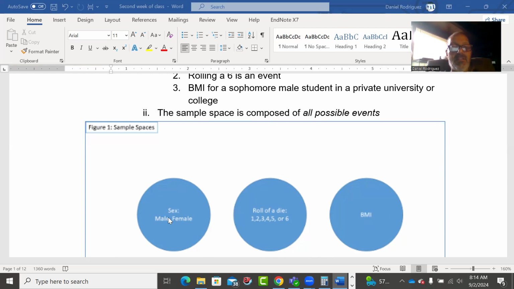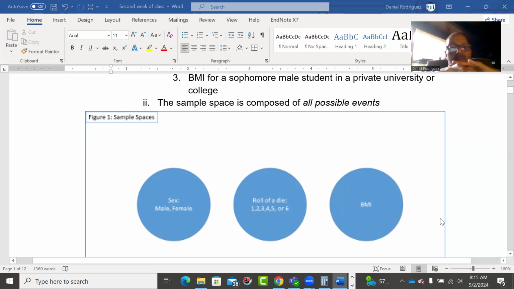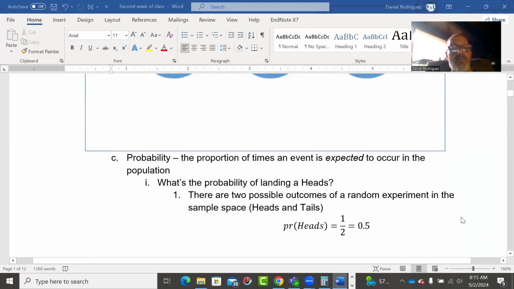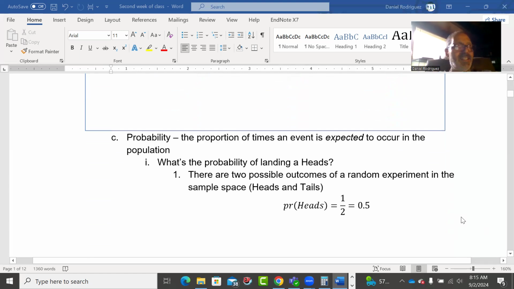For sex, now we're talking about biological sex. You could say gender and whatever, but let's just stick with there being 2 at this moment. So you have male and female, and those are the only 2 possible outcomes of that sample space. For a roll of a die, there are 6 possible outcomes with a 6-sided die. And for BMI, like I said, there are many values. But the sample space is composed of all possible outcomes. There are no other outcomes in there. Now, some people could say that the empty set is a member of every sample space, and it is, but let's just not worry about that right now.